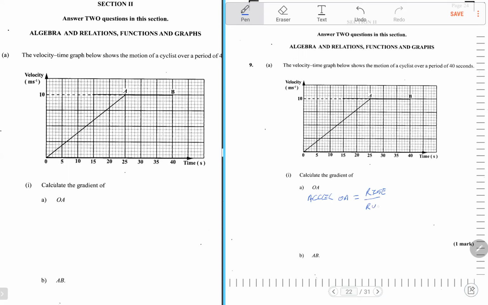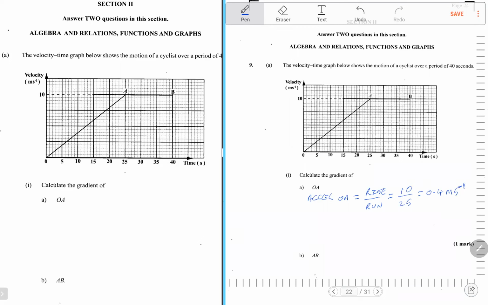All right, the rise is 10 and the run is 25. 10 over 25, and that becomes 0.4. I put the correct units, so it's meters per second squared. When you calculate gradient, you are actually calculating acceleration.